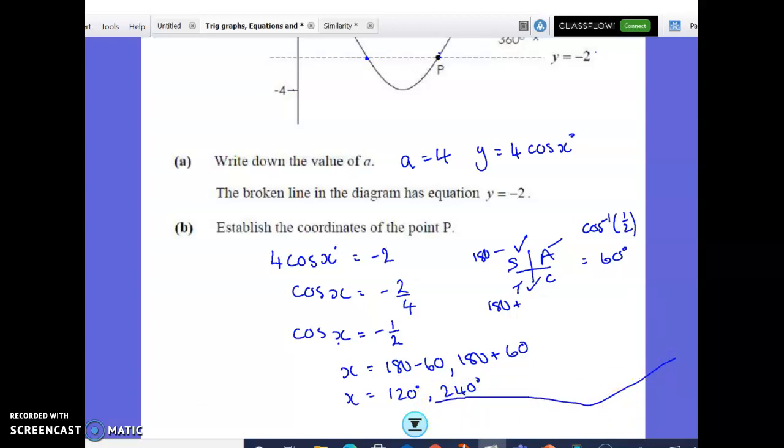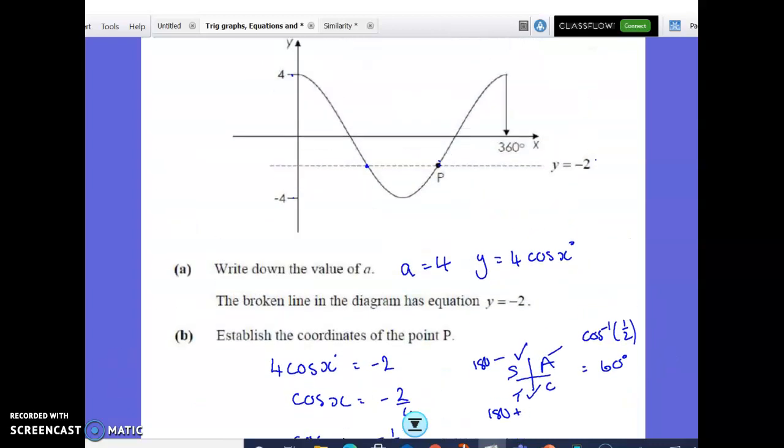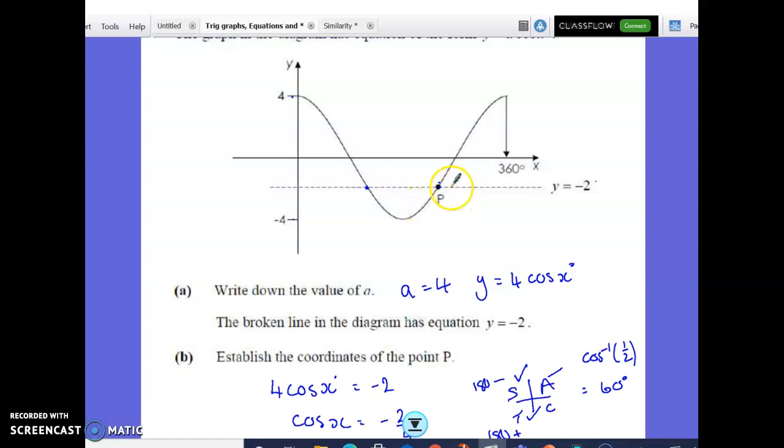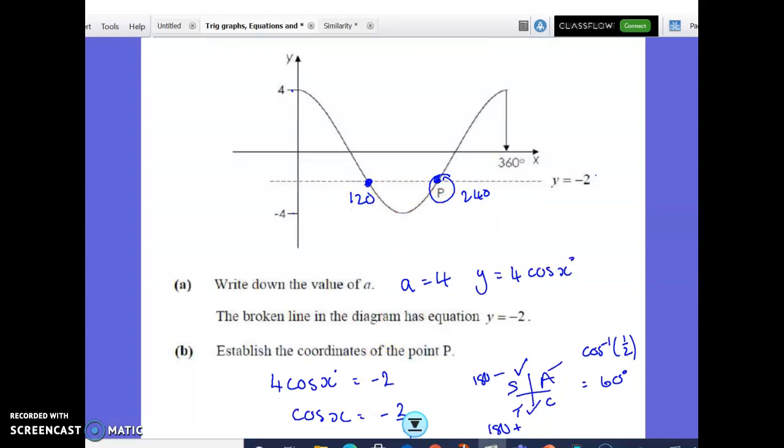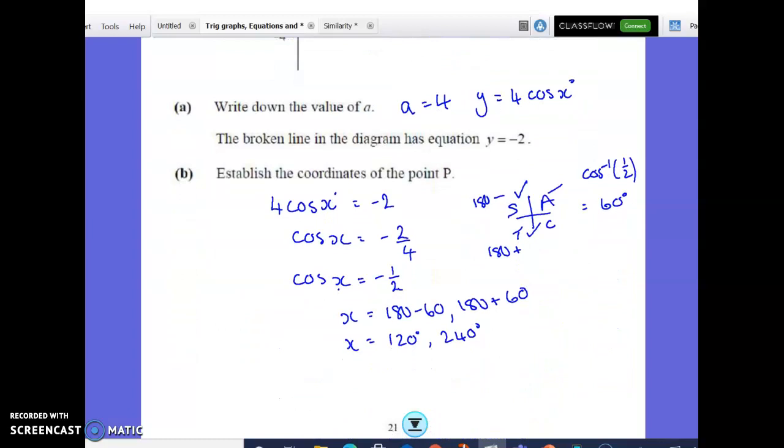If we go back to the question though, I'm not asked to solve the equation. I'm not asked to find values of x. I'm asked to find the coordinates of this point P. So I have found where these two lines meet. I've got two answers, 120 and 240. That one must be 120, that one must be 240, because 120 comes before 240. So that's my x coordinate. My x coordinate must be 240.